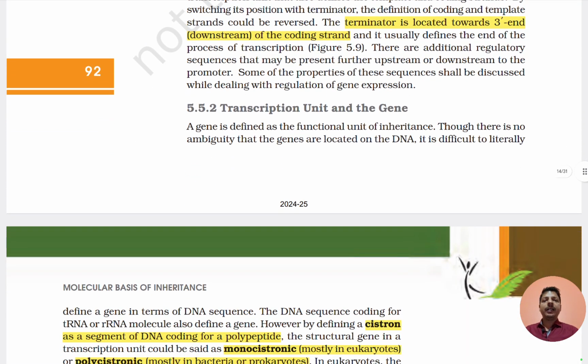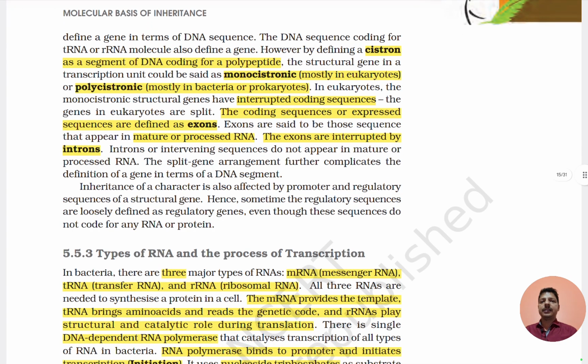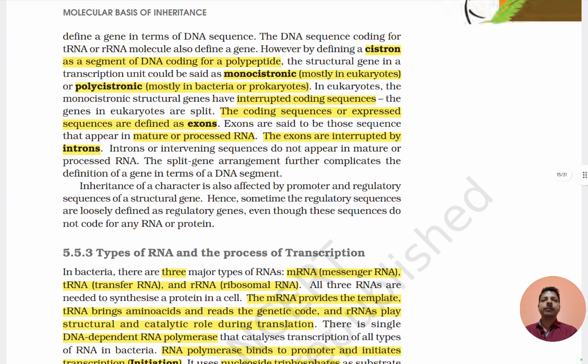Then, the transcription unit and the gene. A gene is defined as a functional unit of inheritance. We already know, though there is no ambiguity, that the genes are located in the DNA, it is difficult to literally define a gene in terms of DNA sequence. The DNA sequence coding for a tRNA or rRNA molecule also defines a gene. However, by defining a cistron as a segment of DNA coding for a polypeptide, a structural gene in a transcription unit could be said to be monocistronic, mostly in eukaryotes, or polycistronic, mostly in bacteria or prokaryotes. In eukaryotes, the monocistronic structural gene has interrupted coding sequences.